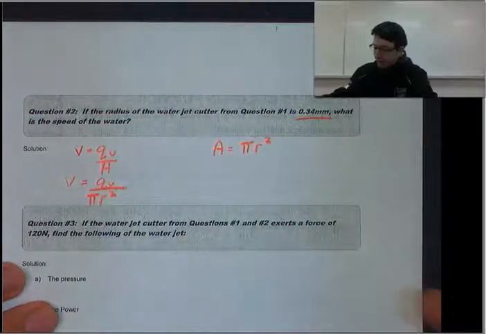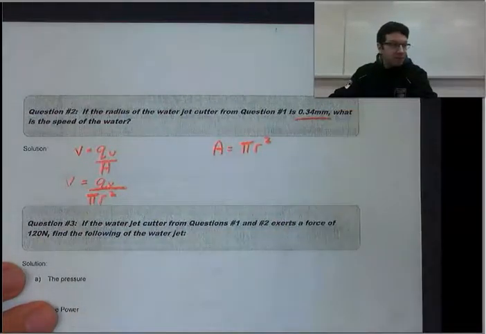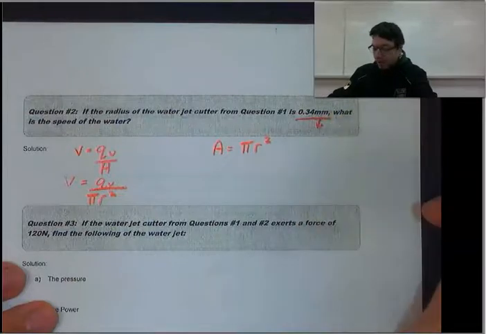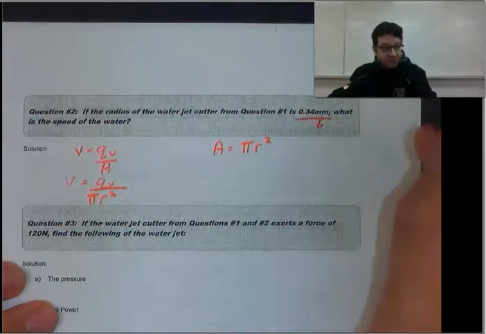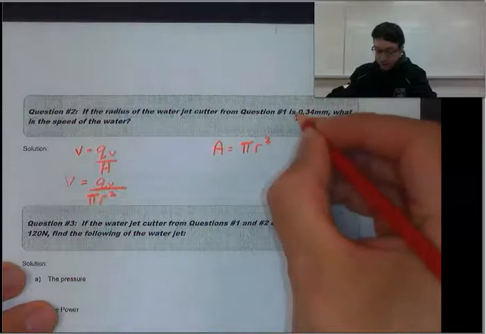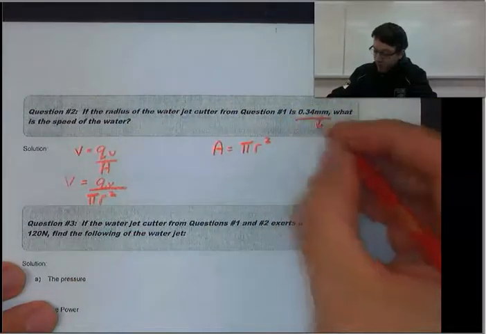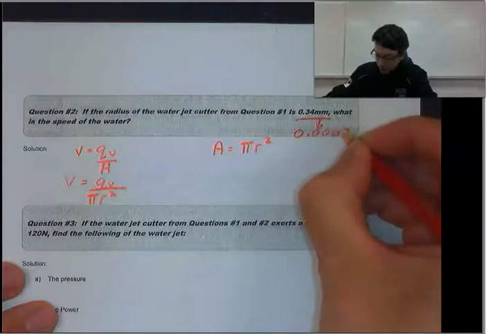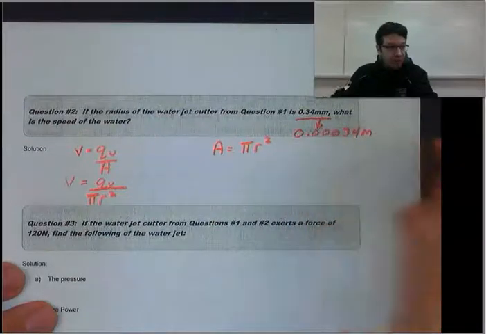Okay. Now again, we don't want to throw millimeters into our equation. So if we convert this to meters, right? A millimeter is a thousandth of a meter. So we can move the decimal over to the left 3 spaces to give us 0.00034 meters.